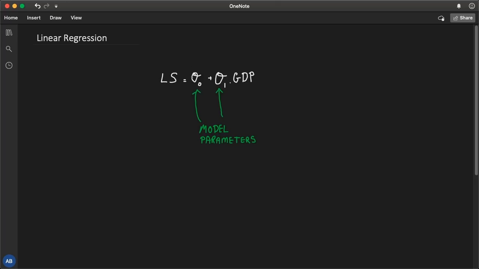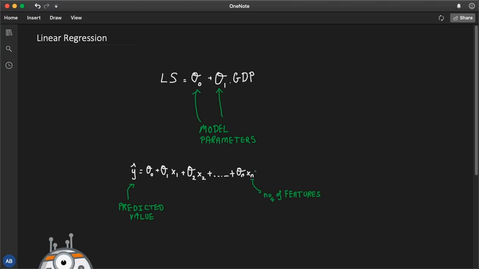So generally speaking, a linear regression model assumes the following. You'd predict a y hat based upon the following weighted sum, where y hat is referred to as the predicted value, n is the number of features, and the x's are referred to as feature values. So x1 is the first feature value, x2 is the second, and xn is the last feature value, whereas the thetas are referred to as model parameters.